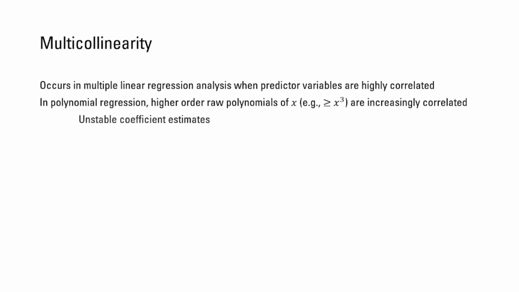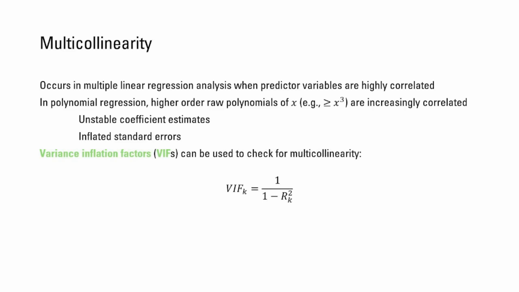Multicollinearity results in unstable coefficient estimates, whereby small changes in predictor variables impact large changes in the calculated coefficients. An additional symptom is inflated standard errors, which in turn increases the risk of type 1 error, whereby a true null hypothesis is rejected. We can check for multicollinearity by calculating variance inflation factors, or VIFs. These are derived per predictor variable by first regressing the kth predictor on the remaining predictors and then calculating the inverse of 1 minus the resulting r² statistic.